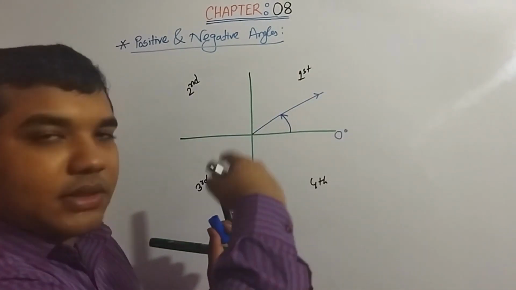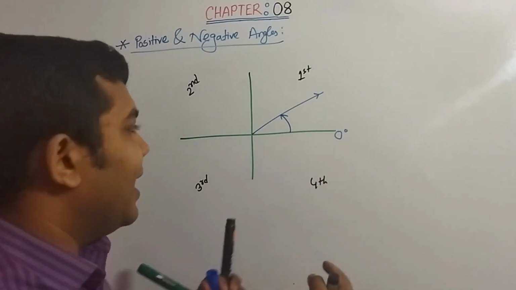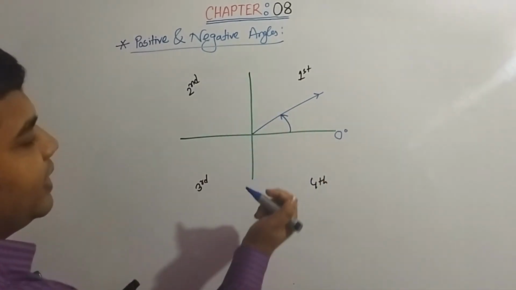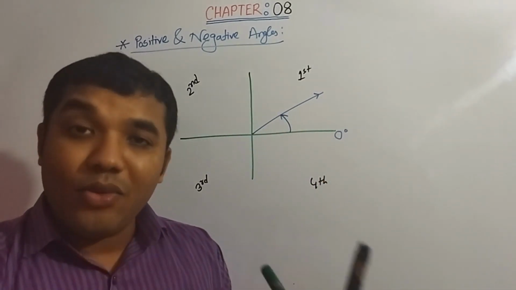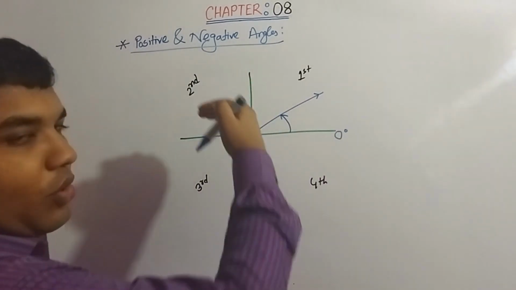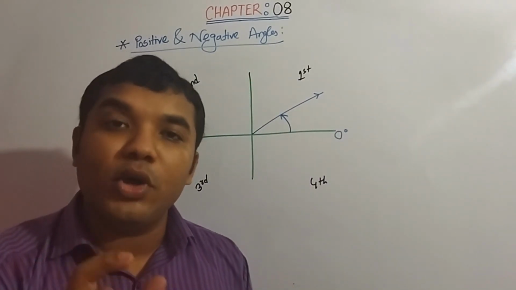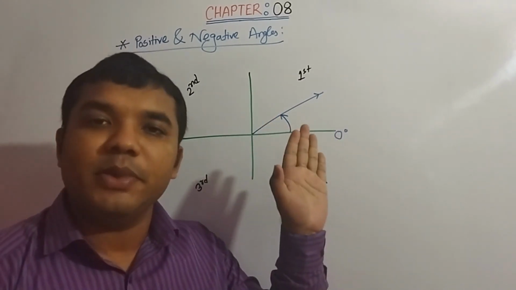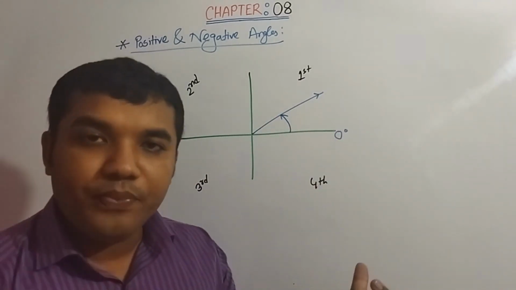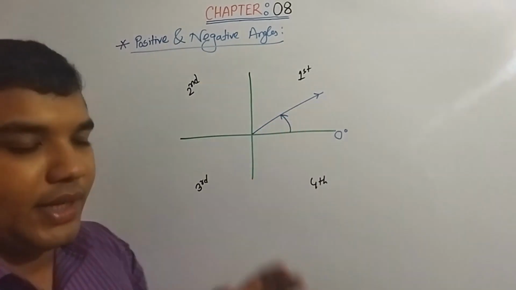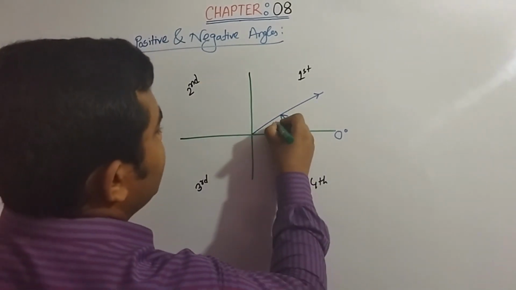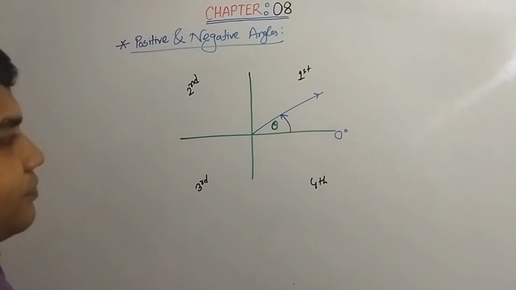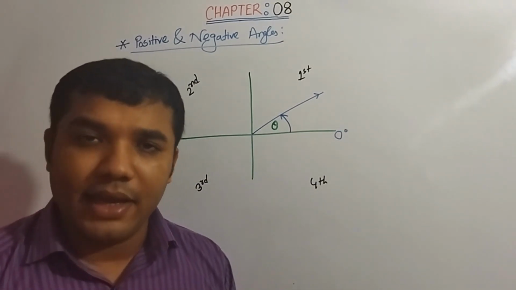Generally the clock runs this way, and the anti-clockwise direction is this way. So when we count an angle going anti-clockwise, we get the positive angle. If the angle has been created by going anti-clockwise, this is the positive theta, or we get the positive angle.